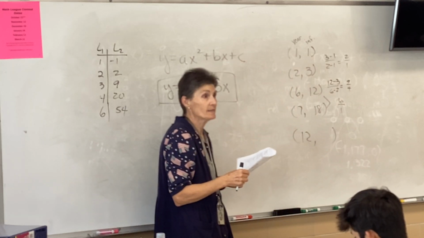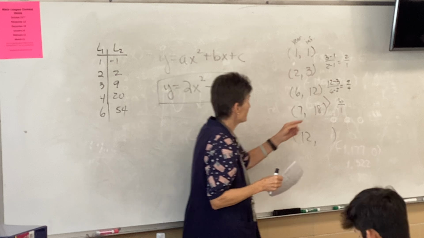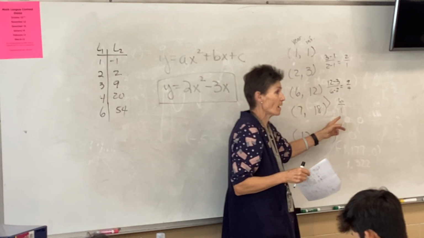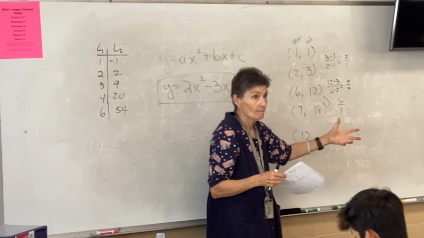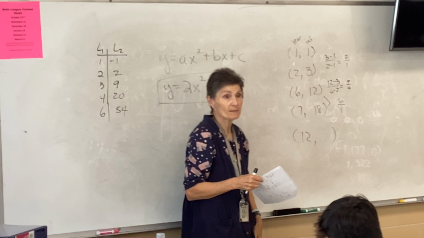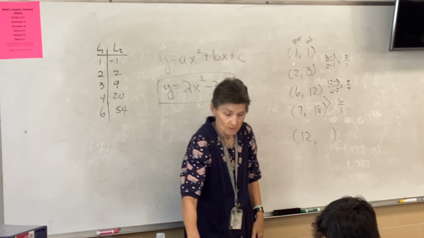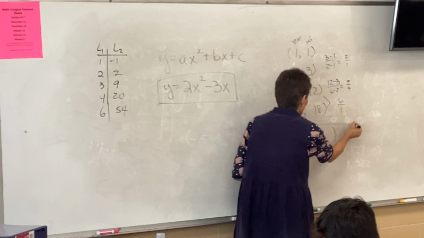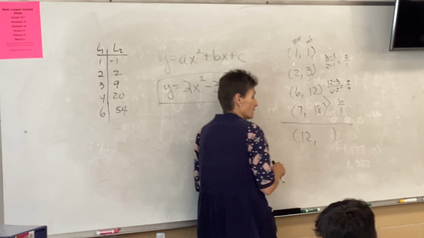I don't think this is linear, because these would all have to be the same, right? Or at least close. Okay, so it's not linear. Therefore, it must be quadratic. So I'm going to go ahead and put in my 4 points. Don't put that one in because you don't know what it is.